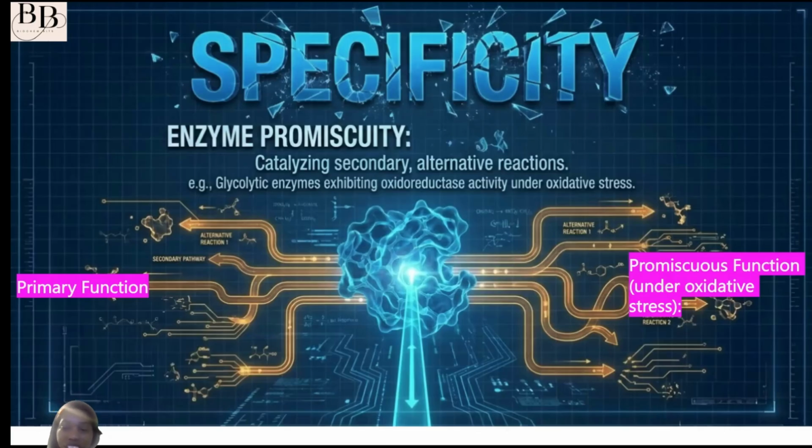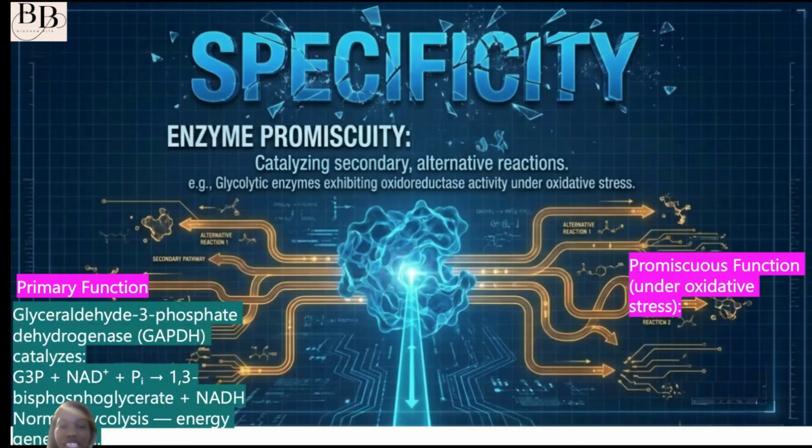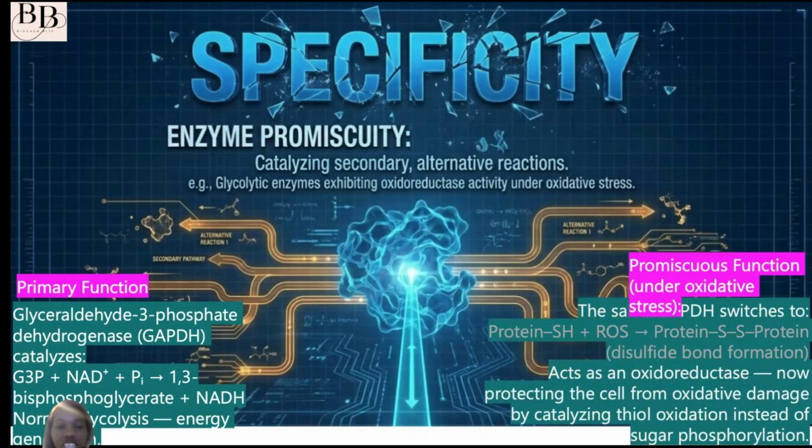For example, we have glycolytic enzymes being able to switch sometimes to act as an oxidative reductase. And so as you can see in this example, you have glycerol phosphate dehydrogenase, which catalyzes the conversion of glycerol phosphate to 1,3-bisphosphoglycerate in the glycolytic pathway. This is in normal glycolysis, leading to energy generation. This promiscuity also comes into play when it is acting under an oxidative stress situation.